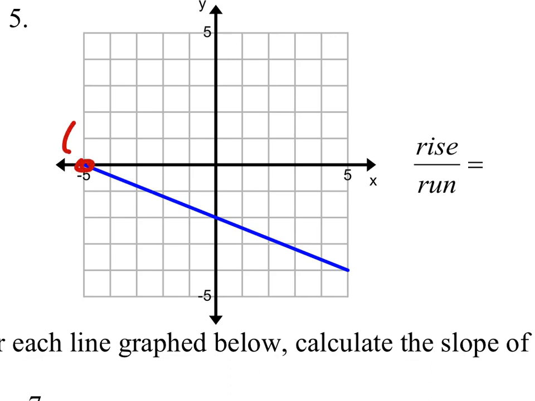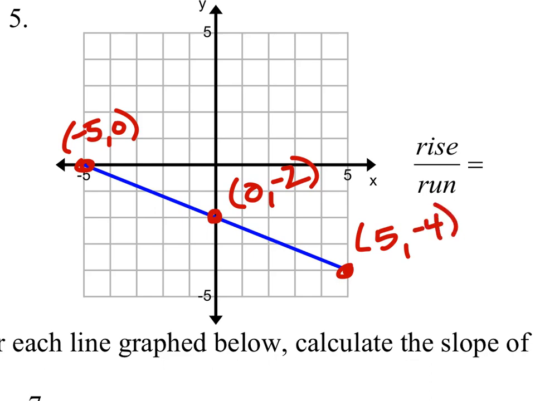This one would be (-5, 0). Another one I see is right here, which would be (0, -2). And then I also see this point right here, which is (5, -4). Now that we have these 3 points, we need to identify 2 of them that we want to work with, but only 2.